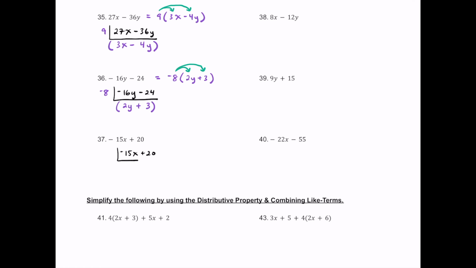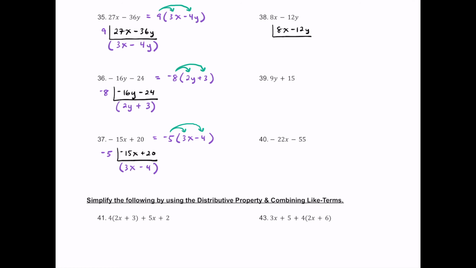Okay. For number 37, let's take negative 15x and add 20. Looks like this negative 15x is negative, just like the last one. So I'm going to factor out not just a 5, but a negative 5. And we'll be left with 3x and then minus 4. Let's see if that works out for us. So negative 5 times the quantity of 3x minus 4. This does get you negative 15x, and a negative times a negative does get you a positive 20. So that works out.